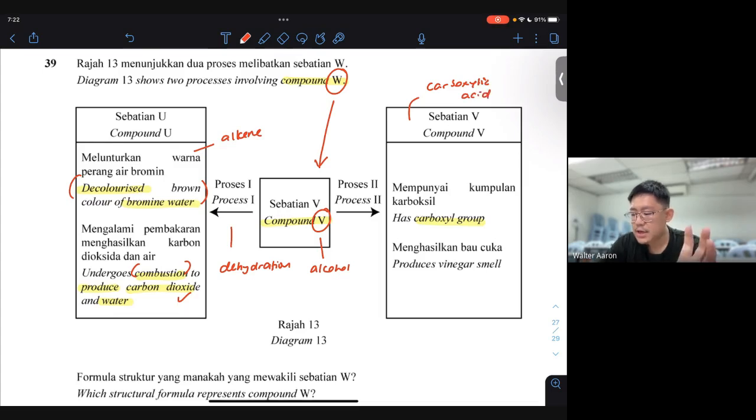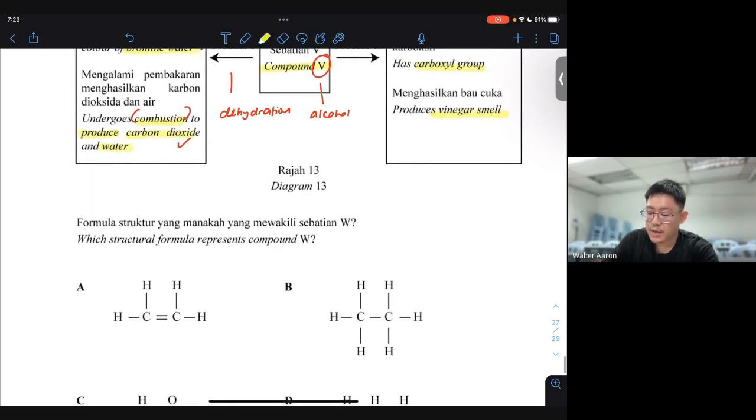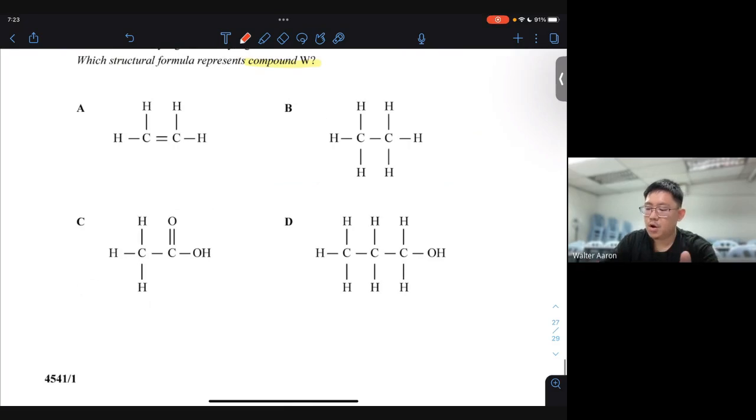So a process that can convert something to carboxylic acid is technically an alcohol. That further confirms my point that compound W or V is an alcohol, because alcohol can undergo an oxidation process to produce a carboxylic acid, using a strong oxidizing agent. And you can see here, it also has a strong vinegar smell, so that's definitely a carboxylic acid already. Based on this, which structural formula represents compound W or V? It must be an alcohol. Among all these structures, it is not this one because there's an alkene.